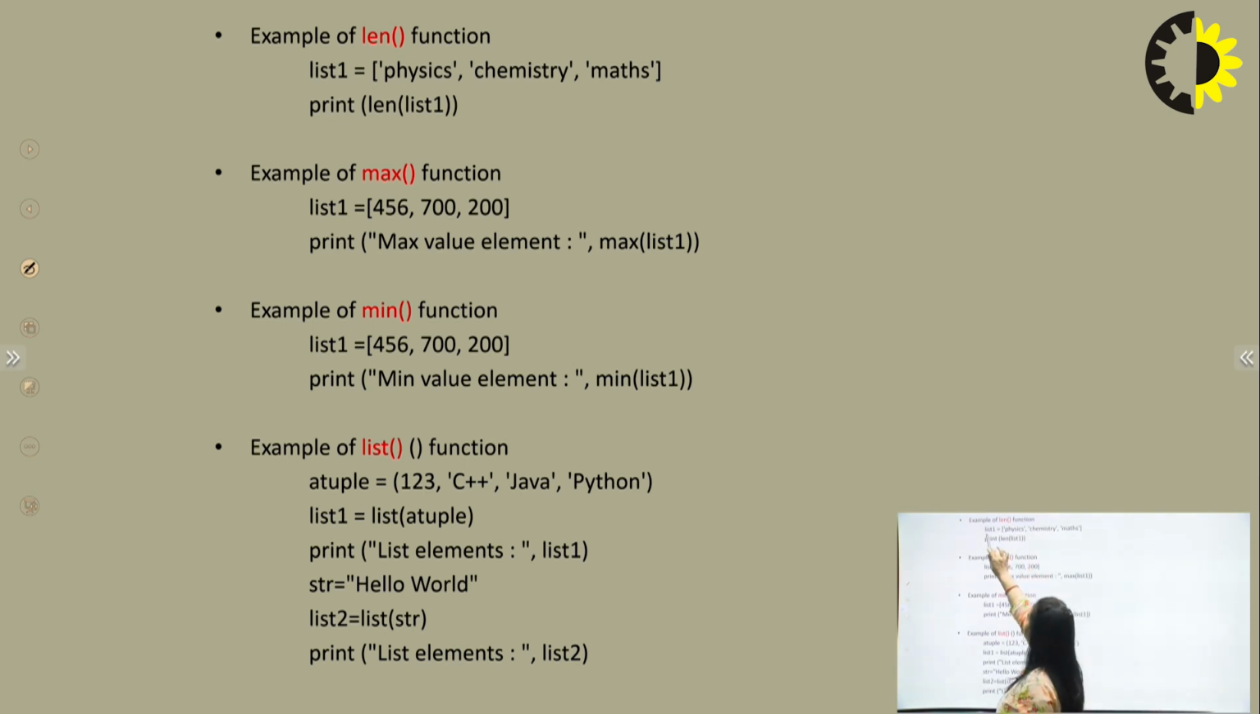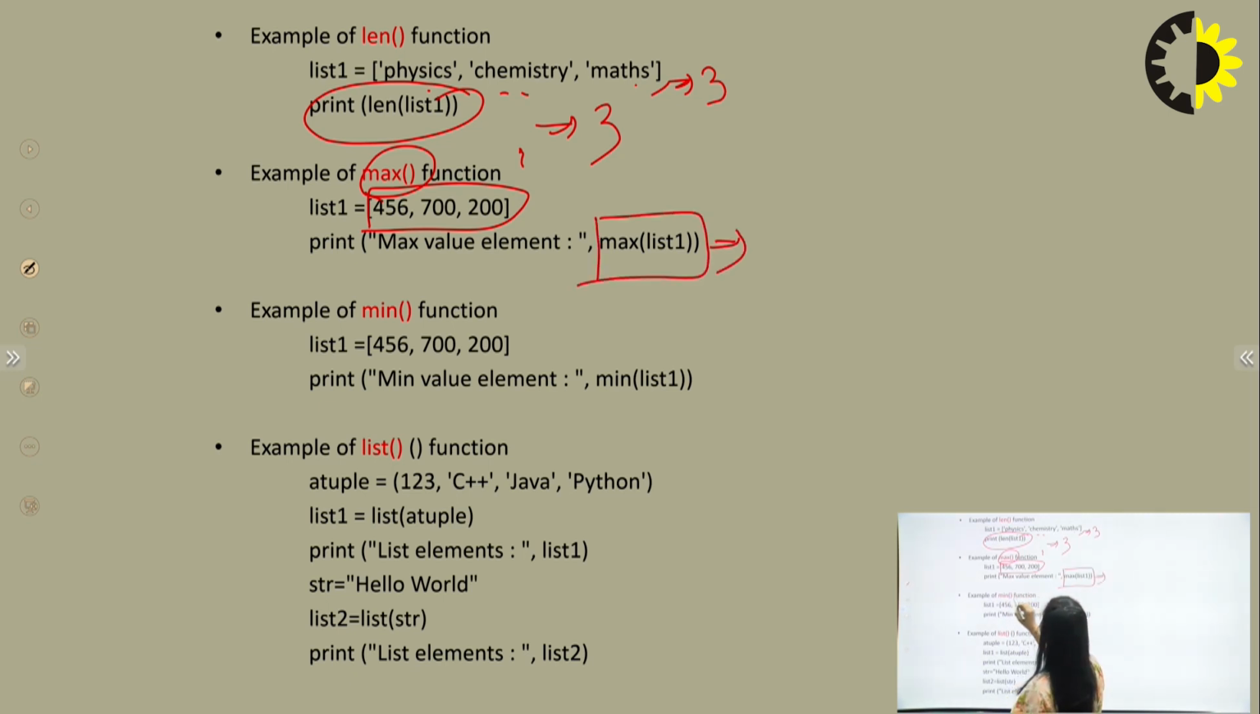Length of list. We have list 1, we have the values physics, chemistry and maths. How many elements do I have in list 1? 1, 2, 3. We have 3 elements in our list. So the output of this length function will be 3. Now, the max function. This is our list. With the help of max, we can find out the maximum value. This is 700. The output of this code will be 700. Now, the minimum function. What will it do? It will find out the minimum value, that is 200.